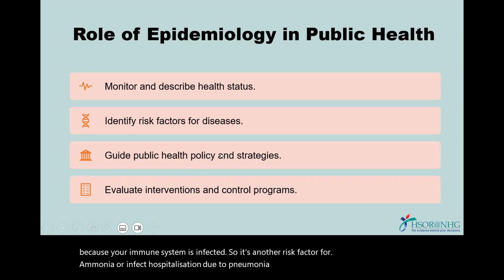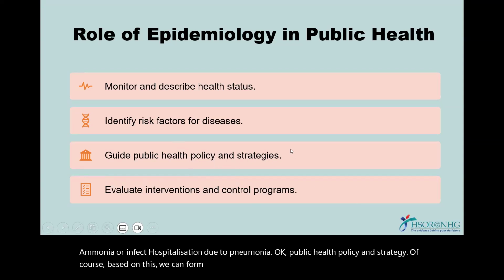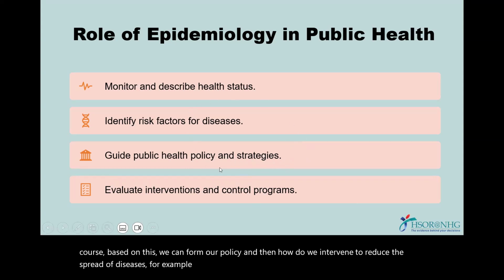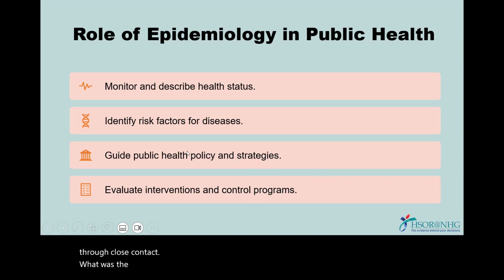Next, public health policy and strategy. Of course, based on this, we can form our policy. And then how do we intervene to reduce the spread of diseases? For example, when you found that COVID was spread through close contact, what was the public health policy or strategy?